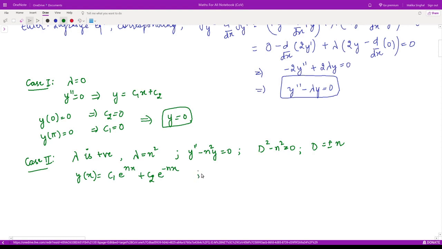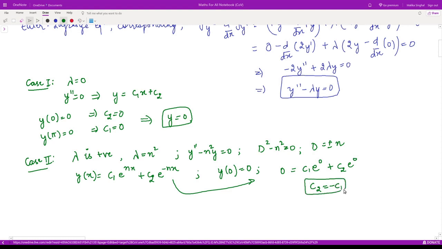So now let us use the given boundary conditions. We are given y at 0 is equal to 0. So this gives me 0 is equal to c1 e to the power 0 plus c2 e to the power 0. So ultimately I'll get c2 is equal to minus c1. So let me substitute this value back into this equation. So I'll have y is equal to c1 times e to the power nx minus e to the power minus nx, right?